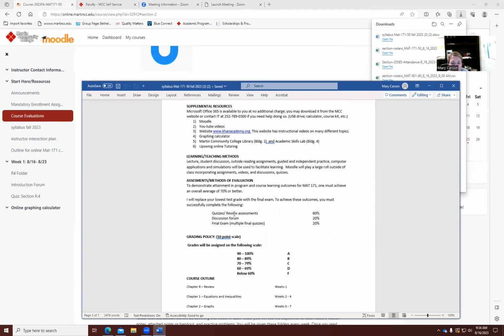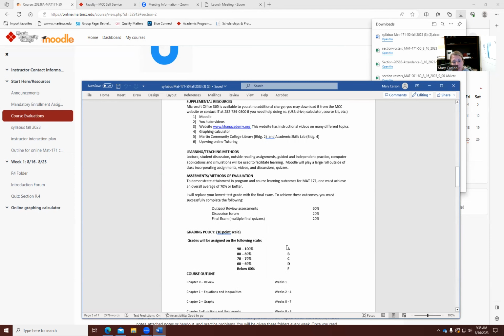And at the end of the semester, you will have a final exam, which will consist of about 4 quizzes. The quizzes will cover chapter 2, chapter 3, and chapter 6, where chapter 2 covers stuff from chapter 1. And then there will be a final algebra quiz, which assesses your algebra knowledge. And this course is a 10-point scale.